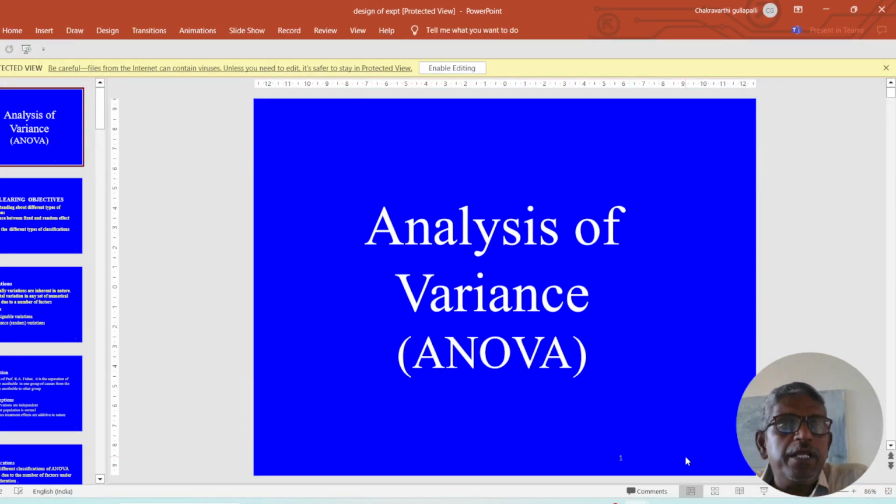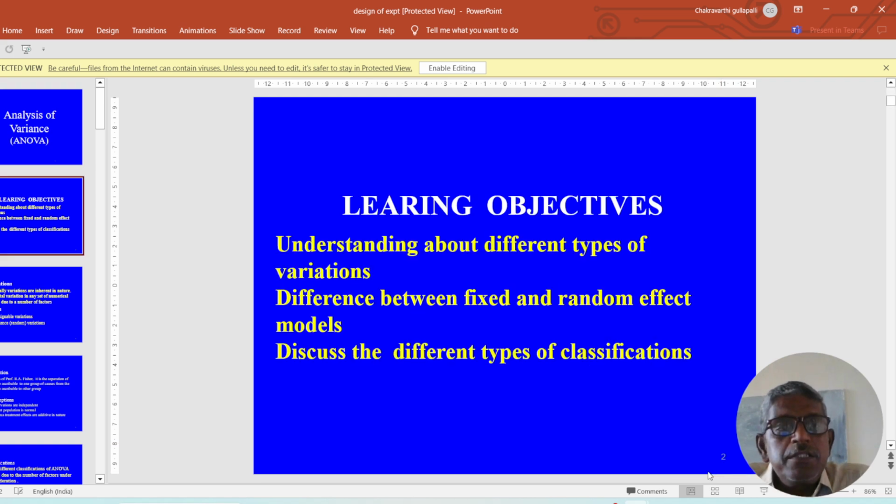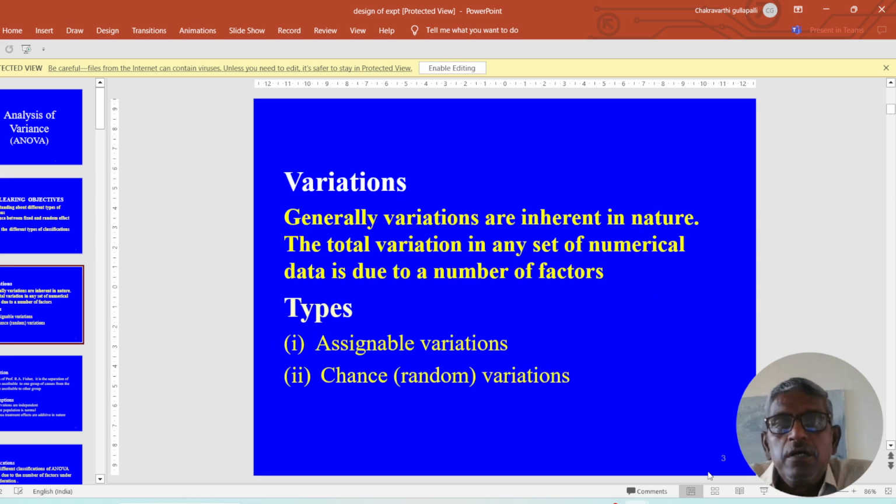Today I am presenting the concept of analysis of variance. In this one, we are understanding the different types of variations, the second one, fixed and random effects, and different types of classifications of ANOVA. Now, coming to variations, generally there are two types of variations.